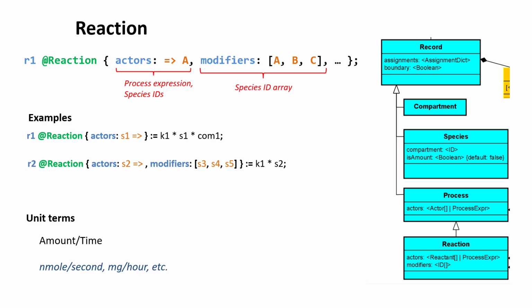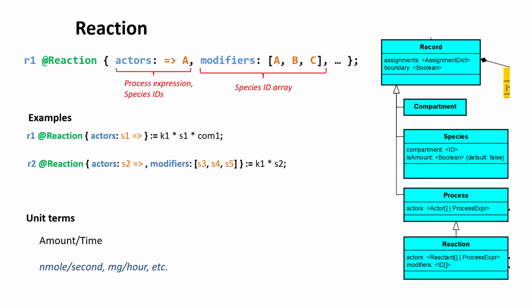The reaction is a class directly inherited from process. The main difference from process is that all the actors of a reaction must be referenced to species, but not to any record. It's important to mention that the value of the reaction should always describe the rate in terms of amount per time units. For example, nanomole per second.